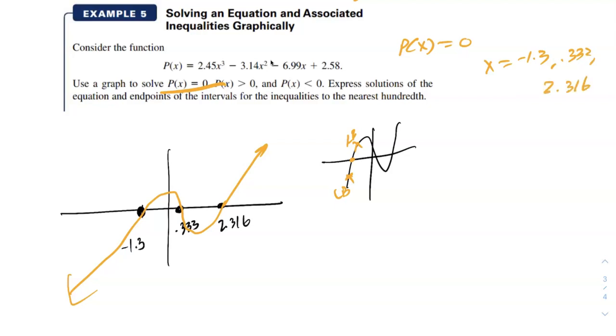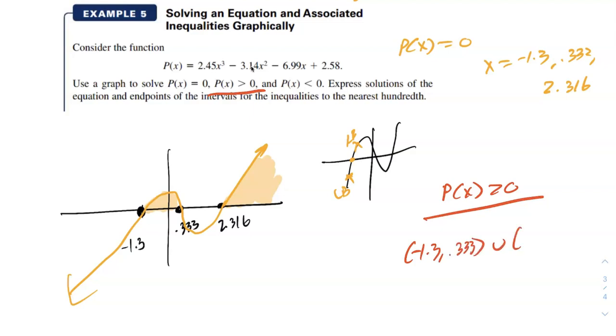Now the next one, they want to find when this thing is greater than 0. Alright, so I want to solve that. Well, look at our graph. When is it greater than 0? Looks like it's greater than 0 right here and right here. That's where it's above the x-axis. So my answer is going to be from negative 1.3 to 0.333 union 2.316 to infinity. So that's how you answer it.